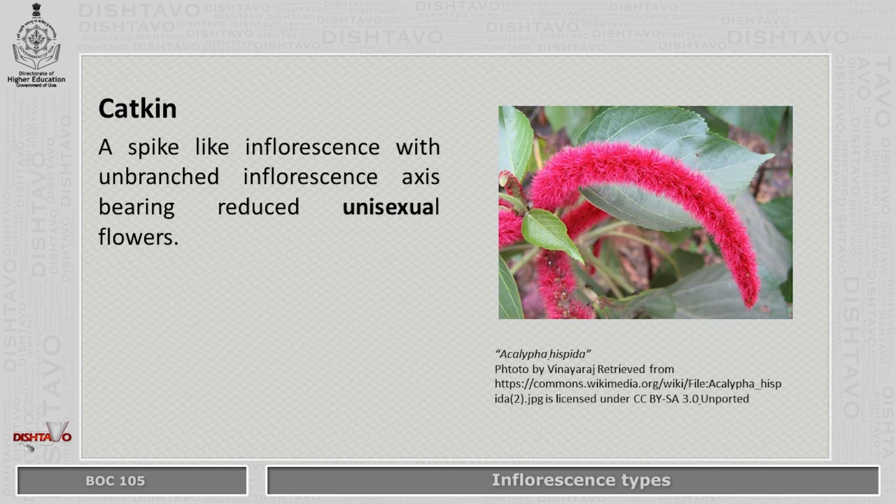The next type is catkin. Catkin is similar to the spike inflorescence, and again the inflorescence axis is unbranched, but the flowers are much reduced and unisexual. So the difference between spike and catkin lies in the flower size, and here the flowers are unisexual, whereas in spike the flowers are bisexual.